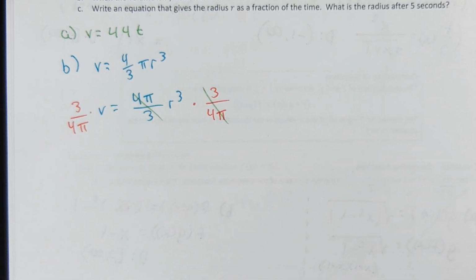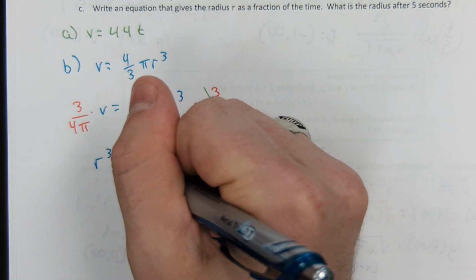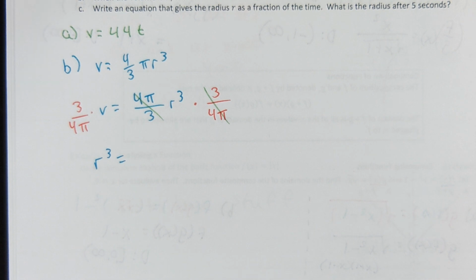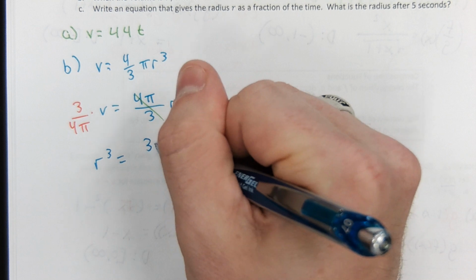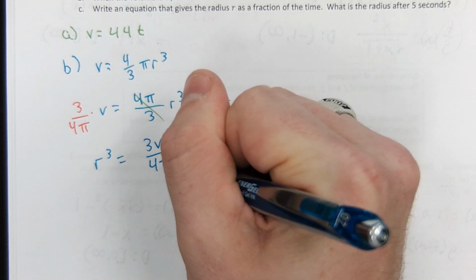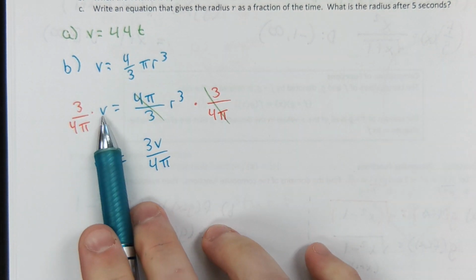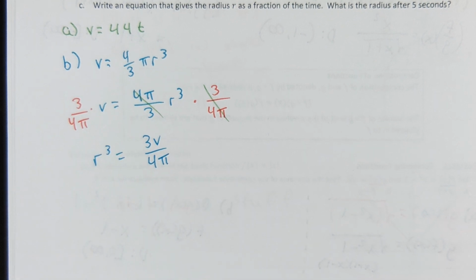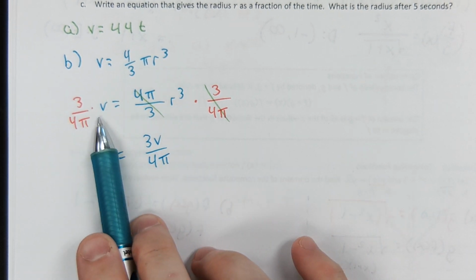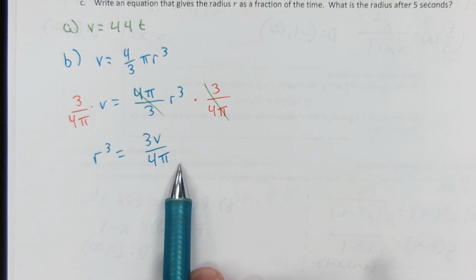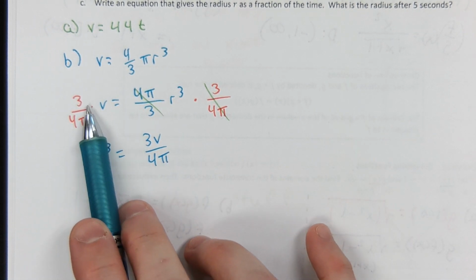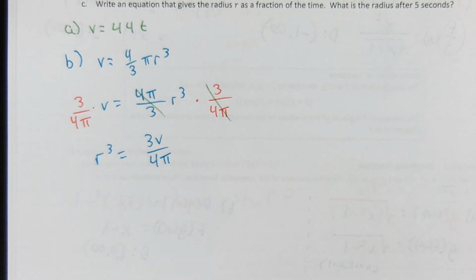This fraction cancels that fraction. And what we're left with is r cubed equals, yes, I switched the order, but that's okay. On this side, I have 3v over 4 pi, because this is technically v over 1. I wrote this from the right side here, that from the left side there. I just multiplied 3 times v over 4 pi.